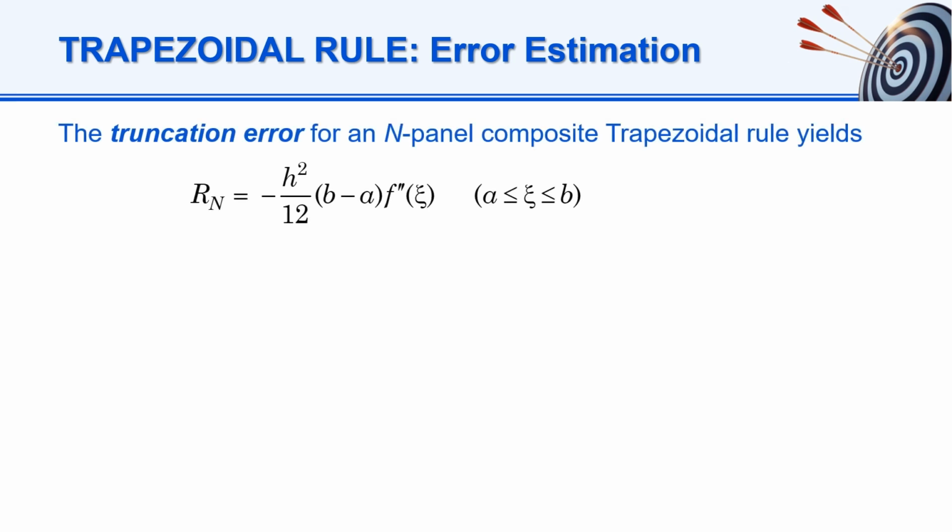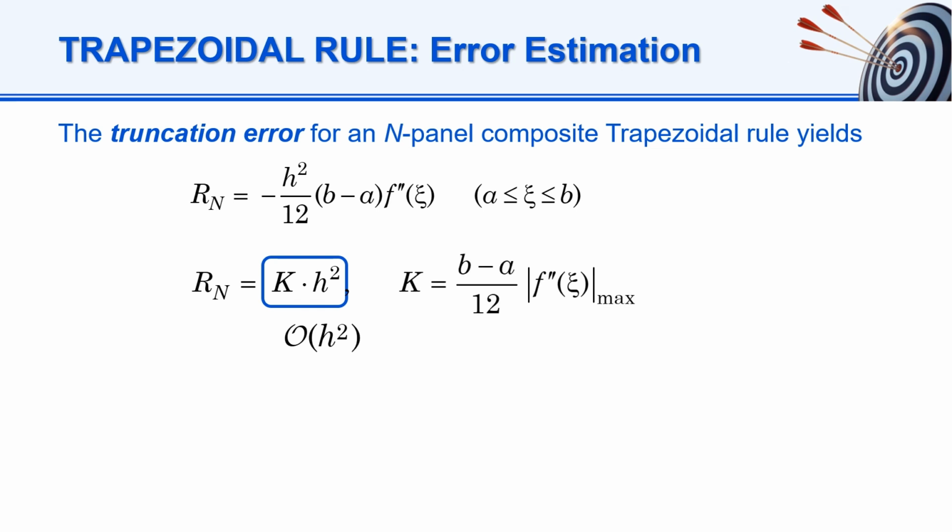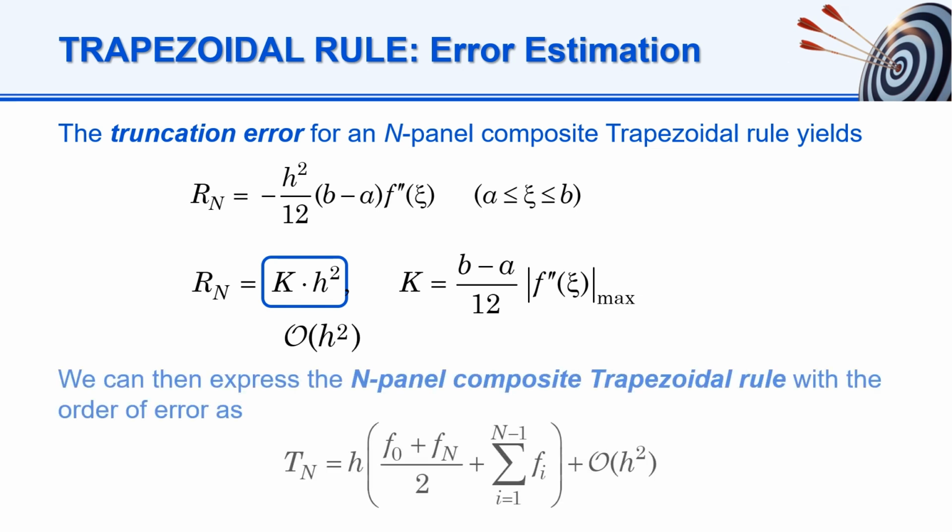The truncation error for an n-panel composite trapezoidal rule yields the following expression. Here, it is clear that the trapezoidal rule is second-order accurate, with the proportionality constant k involving the magnitude of f double prime of xi. Xi is some point between a and b, whose exact location is unknown, but exists by the mean value theorem for integration. We use this term to find an upper bound for the error. That is why we determine the maximum value of the second derivative over the integration interval. Finally, we can express the n-panel composite trapezoidal rule including the order of error as follows.